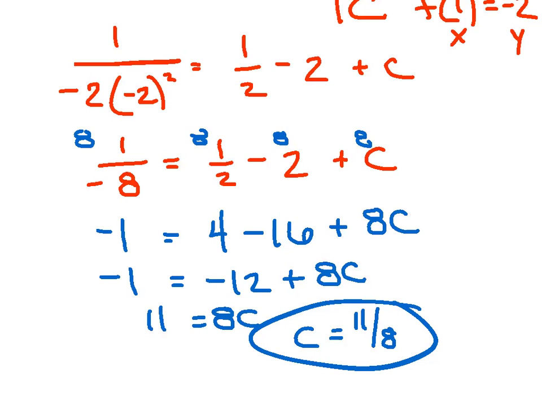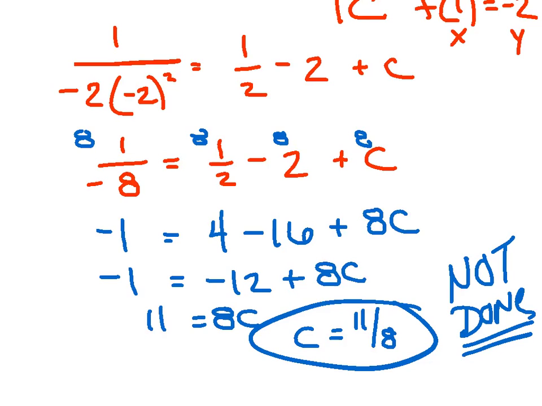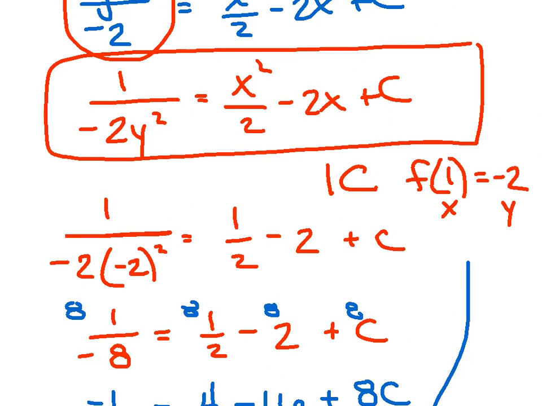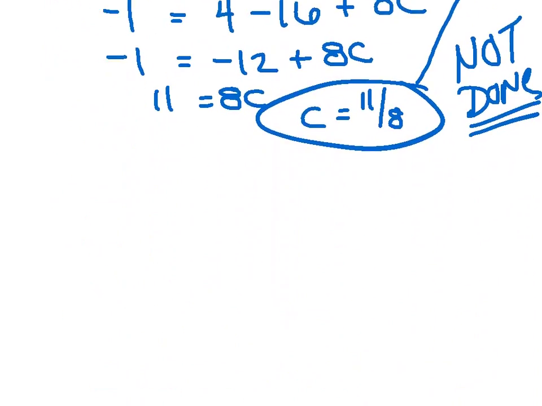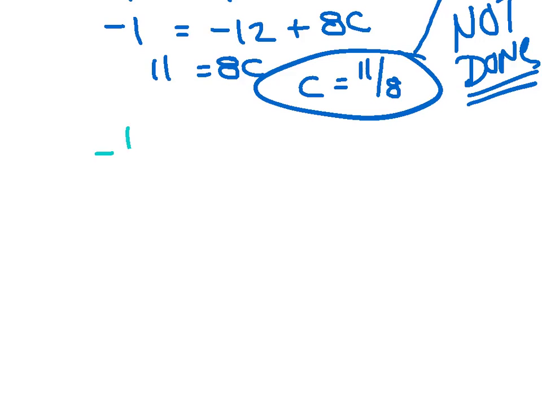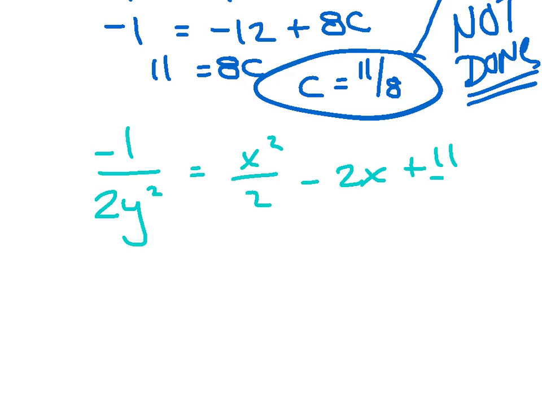Now again, I just want to make a note, you are not done here. Okay, these equations are long. You are now going to take that value you have for c and substitute it back into the c in this equation that we boxed in. So we're going to rewrite that and plug 11/8 into the c value. So negative 1 over 2y squared equals x squared over 2 minus 2x plus 11/8.